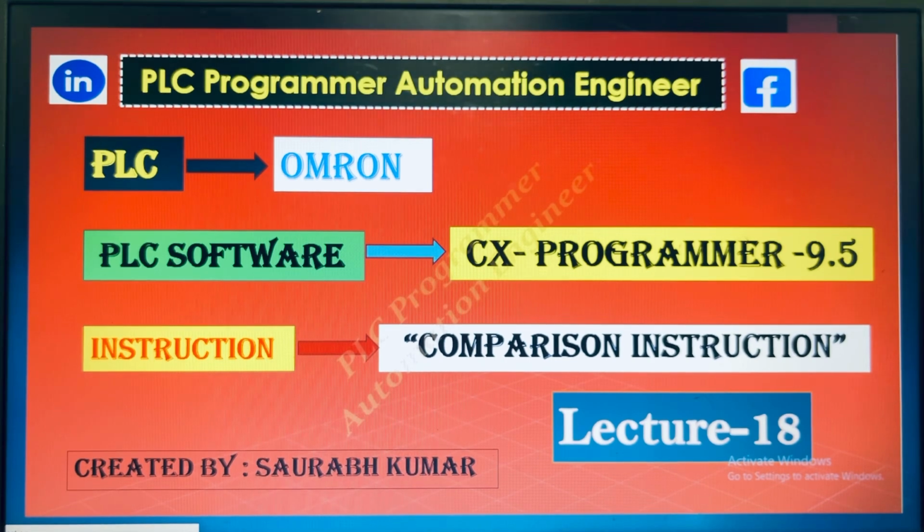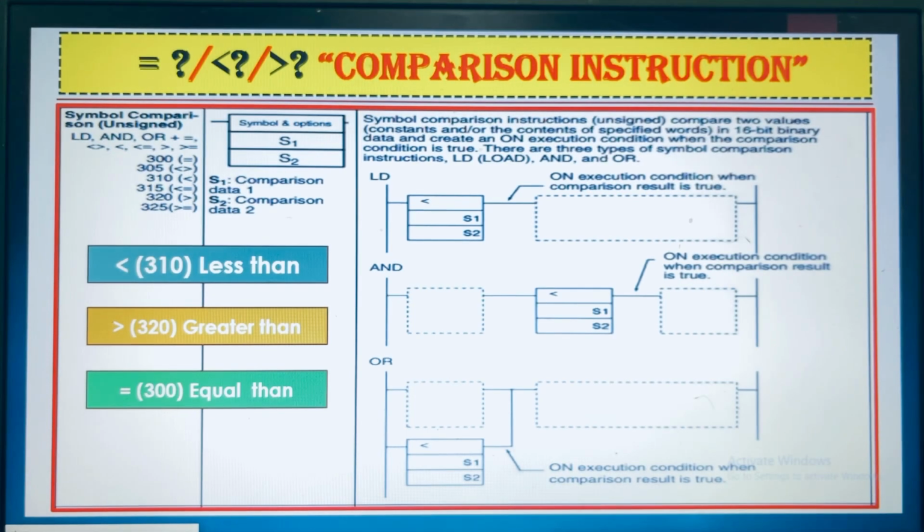Lecture number 18, PLC of Omron. We will go through the software CX-Programmer version 9.5, comparison instructions. The last three lectures covered arithmetic and logic functions. Now we will discuss first the less than, second the greater than, and third the equal to instructions.